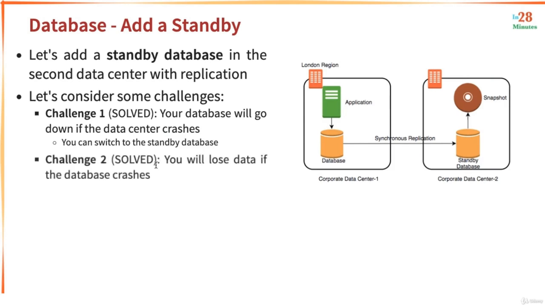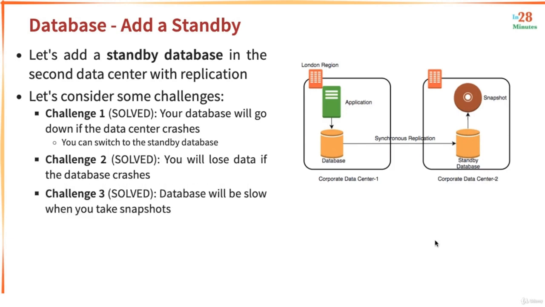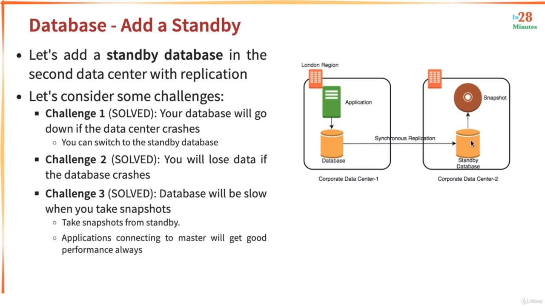Challenge 2 is already solved. And now it's even better, because you have a standby database with the backup, the chances that you would lose data would even go down. Now, challenge 3 is also solved. The database will no longer be slow when you take snapshots because you can take snapshots from standby. Applications connecting to master will continue to get good performance.